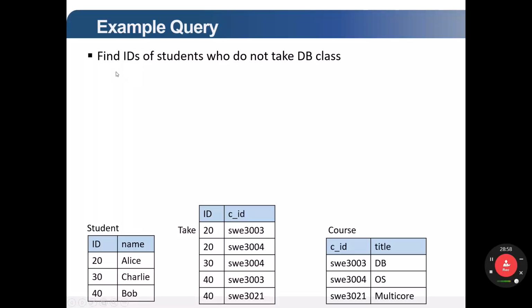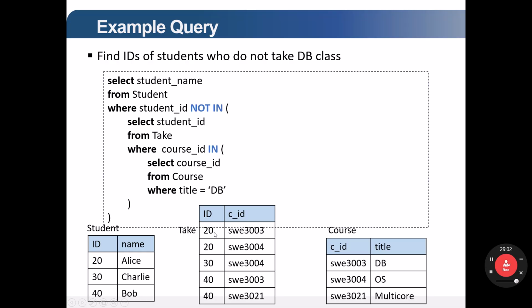Okay, now let's find IDs of students who do not take DB class. This query can be written like this. Of course, there is a simple way of writing this query using natural join operator, but as a developer who are familiar with nested for loop those languages, then you may find this nested query is easier to write.